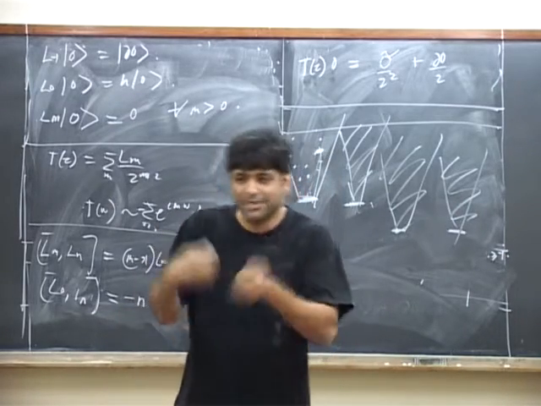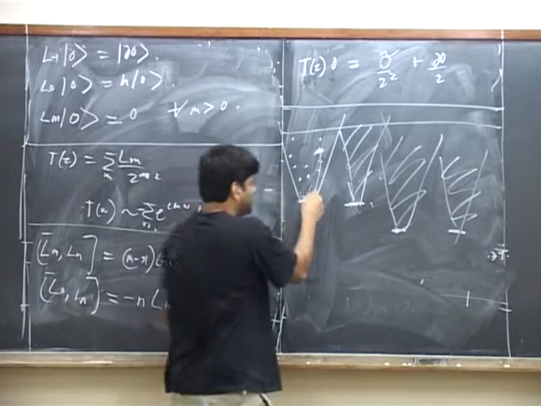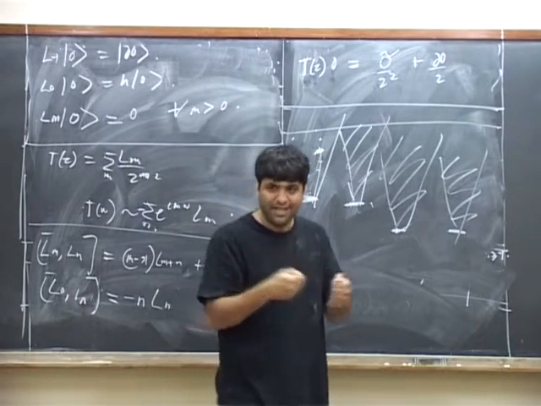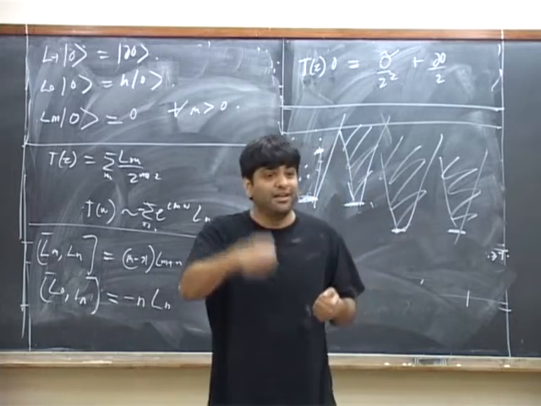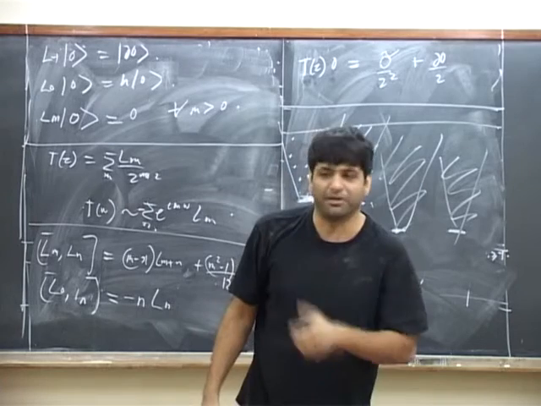Okay? It's also true, some statement like this is also true for correlation functions. If you know the correlation functions of these primaries, you can determine the correlation functions of descendants by acting with differential operators, some part of which we discussed.